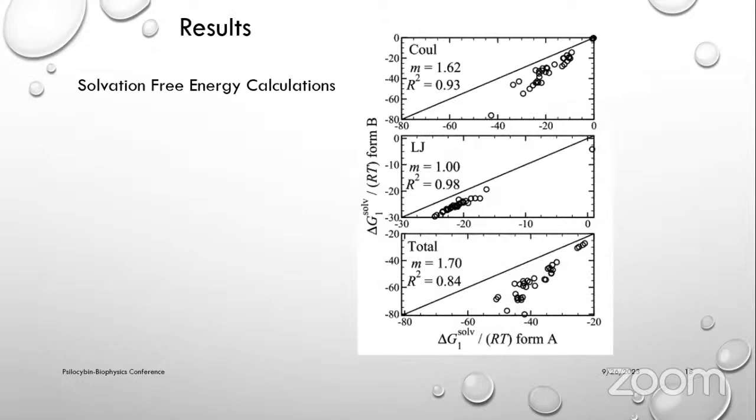And here are the results for the solvation free energy. From the findings, it can be observed that we calculated the total energy, the LJ interaction, and the Coulombic interaction, and comparing the two forms, form A and form B, you can see that in all cases the contributions to the total energy for form B are less than form A. This indicates the greater stability of form B in solution compared to form A.